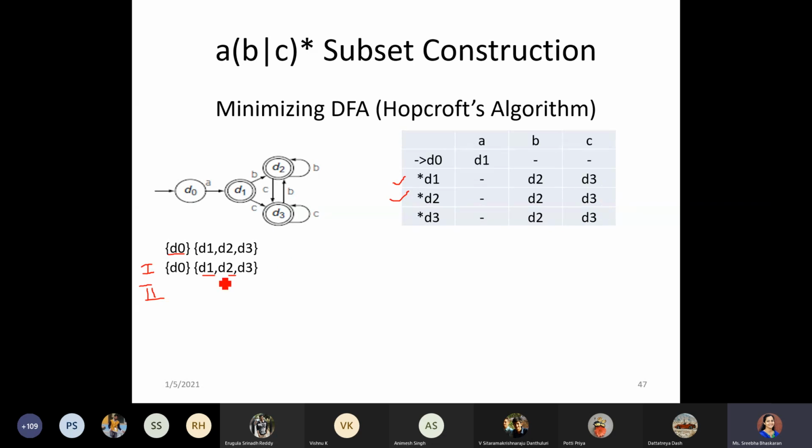So if you see in your previous step, listen carefully, whether all the states mentioned here belong to the same group or not. So here we have D2, D3. Here also D2, D3 belong to the same group. So that means we can have D1 and D2 together. That is what it means. So D1 and D2 will go together.